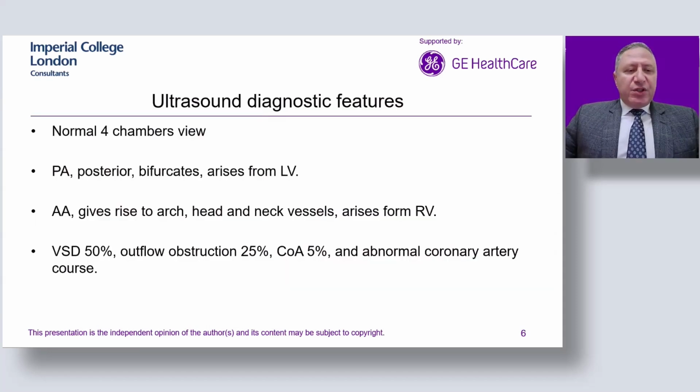So, diagnostic features of DTGA. A normal 4 chambers view, essentially. The pulmonary artery is posterior, bifurcates, and arises from the left ventricle. The aortic arch gives rise to the head and neck vessels, and arises from the right ventricle. There is a 50% chance of a VSD, 25% of outflow obstruction, and coarctation of the aorta in 5%, and some cases with abnormal coronary artery.